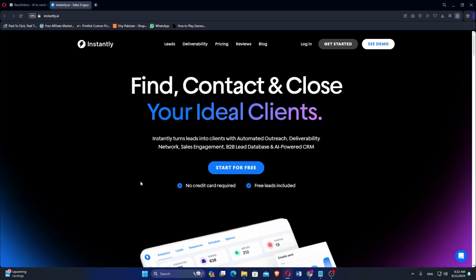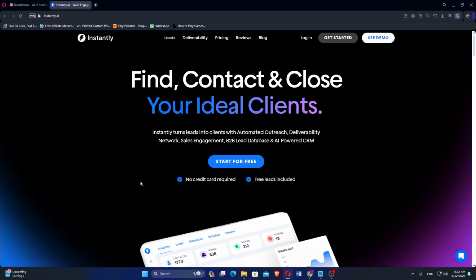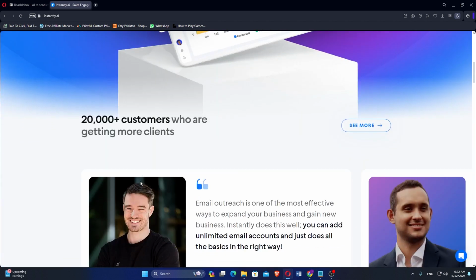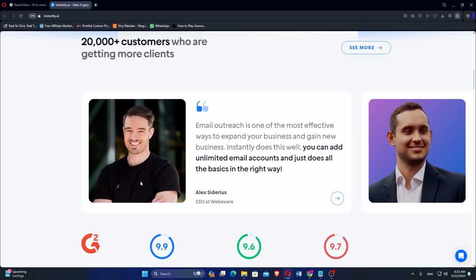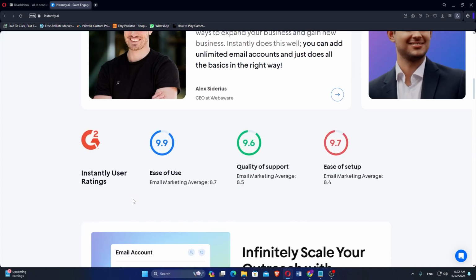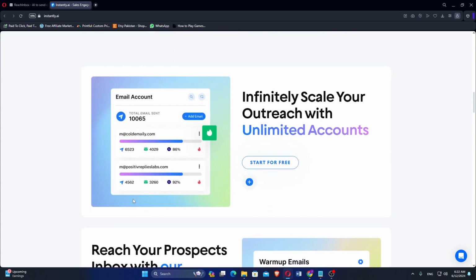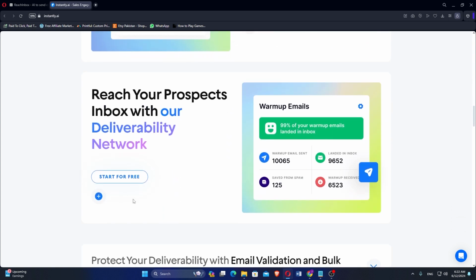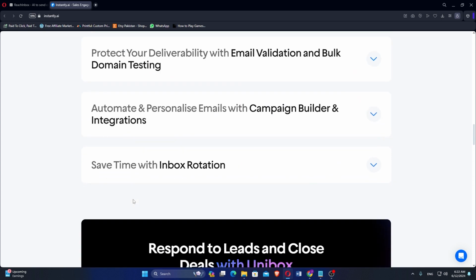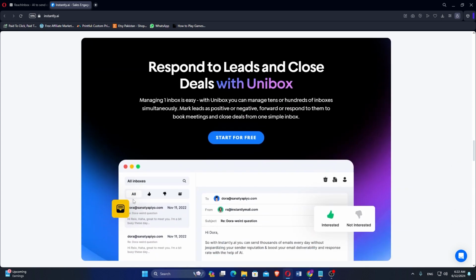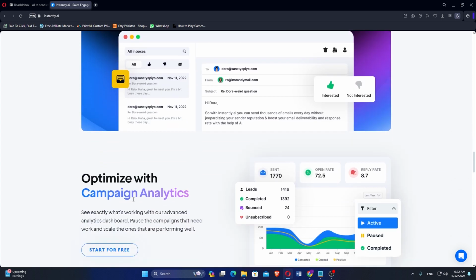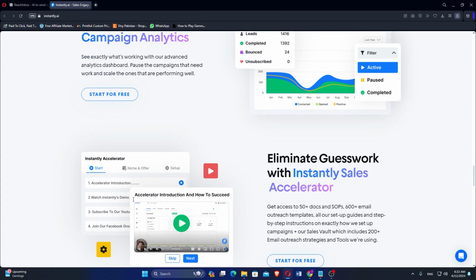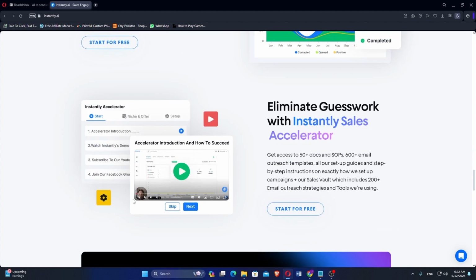Instantly, on the other hand, is a sales engagement and lead generation platform that focuses on automating the outreach process. It aims to simplify and optimize the way sales teams find and connect with potential leads, making the lead generation process more efficient and effective. Instantly offers automated lead generation tools to identify and gather potential leads, with advanced filtering options to target specific audiences.